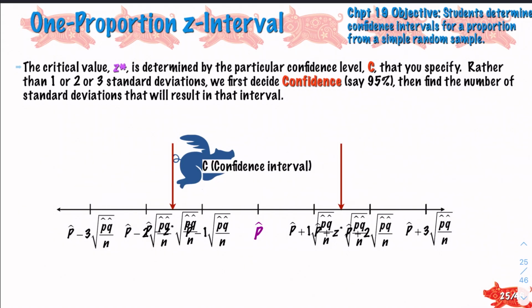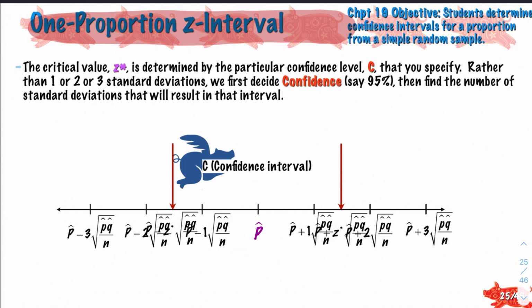So in our second part for confidence intervals for proportions, this idea, we're going to call it a one proportion z interval. You can see this up here. One proportion z intervals. So the critical value, we call z star, is determined by a particular confidence level. We call that C, that you specify. You always will either be given this, but this is what researchers do. They specify their confidence level.